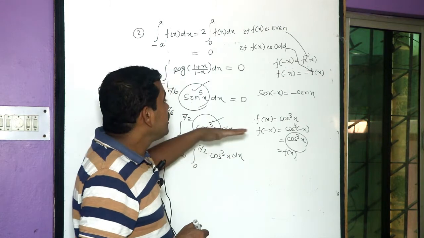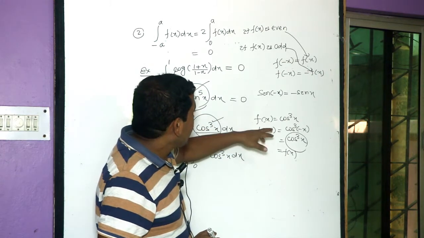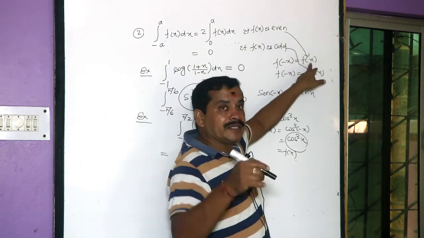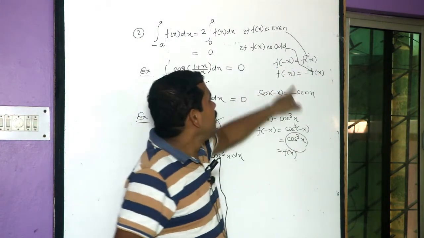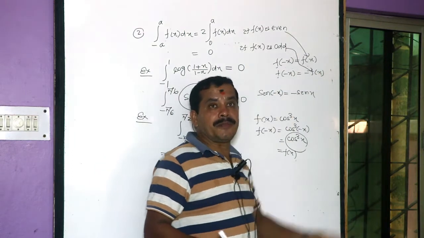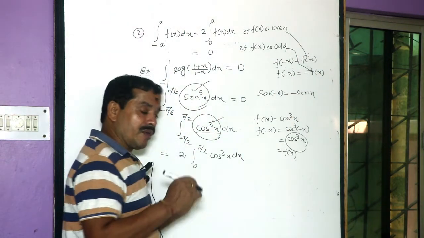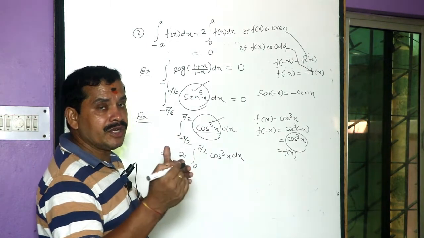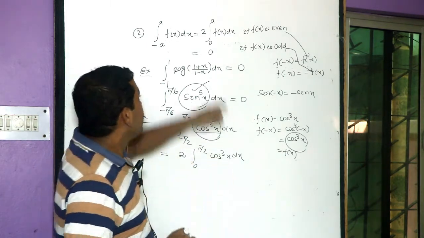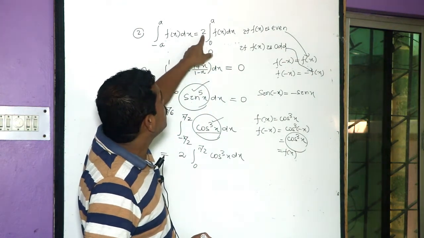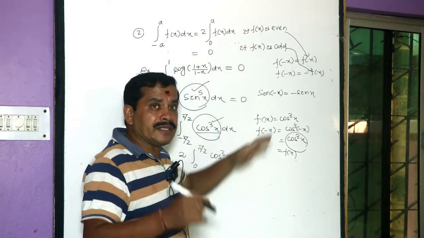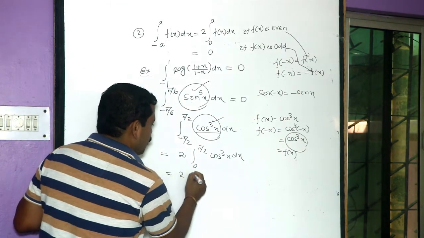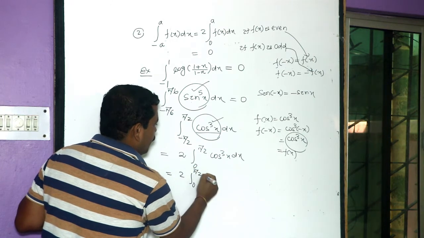Whether a function is even or odd, we have to check. We can check by using this: if f of minus x is the same as f of x, then it is even. If f of minus x is minus f of x, then it is odd. First we have to check whether it is even or odd. If it is odd, then its value is 0. And if it is even, then we have to use this property, that is 2 times 0 to a f(x) dx.